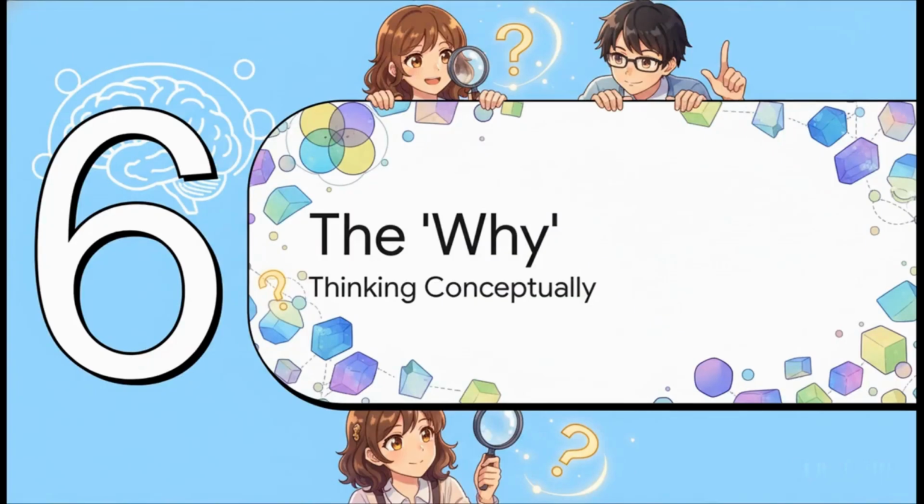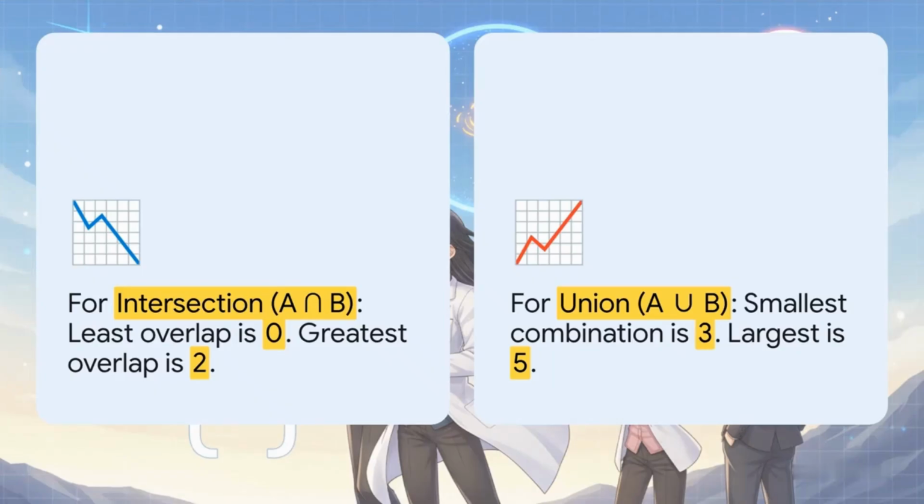So we know how to do the calculations, but let's take a step back and think about why this all works and what the limits are. This is where you really start to master these concepts. This slide shows the beautiful logic of sets. Let's walk through it. Imagine set A has 2 players and set B has 3. Let's think about their intersection, or overlap.